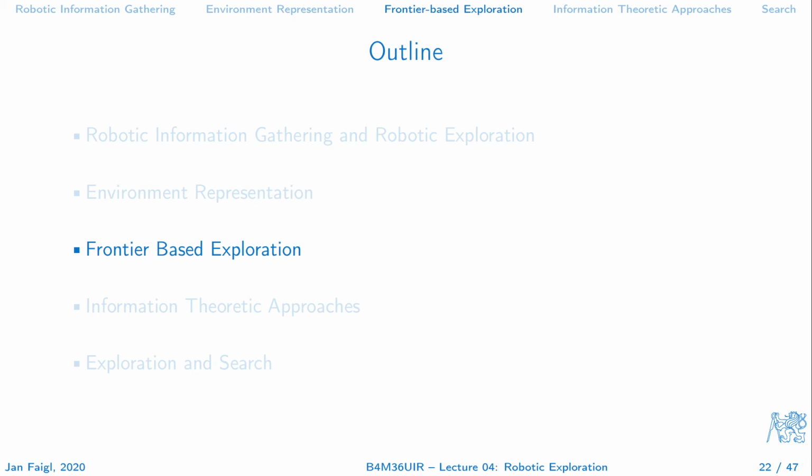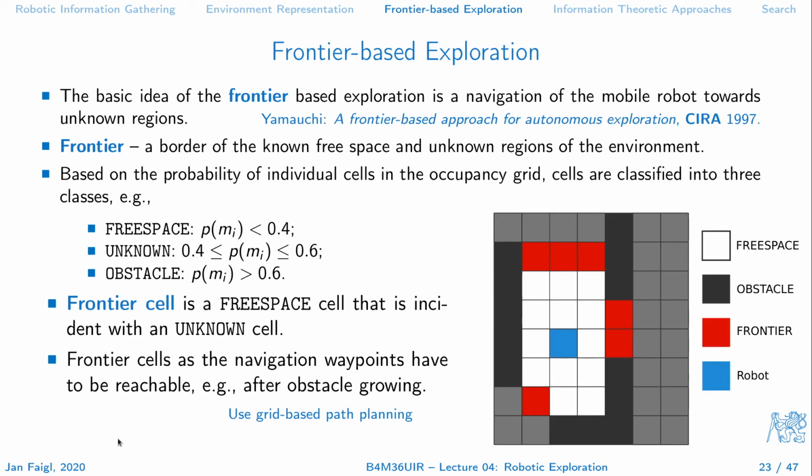Let's continue with a very fundamental approach to robotic exploration, and it is frontier-based exploration. In frontier-based exploration, we have an occupancy grid. The basic idea is that exploration is a navigation of a mobile robot towards unknown regions, and these unknown regions are characterized as frontier cells, which form a border between the known free space and unknown regions.